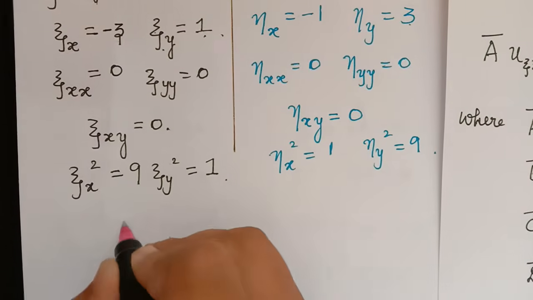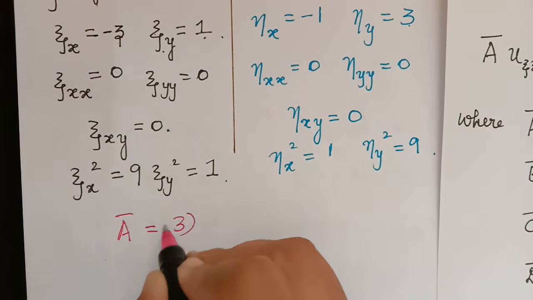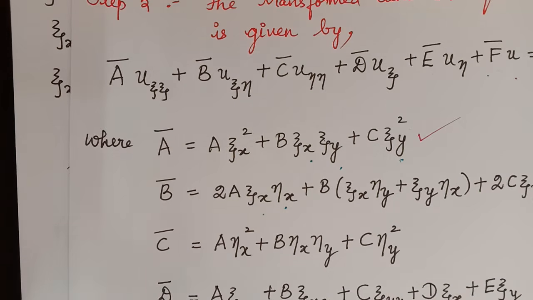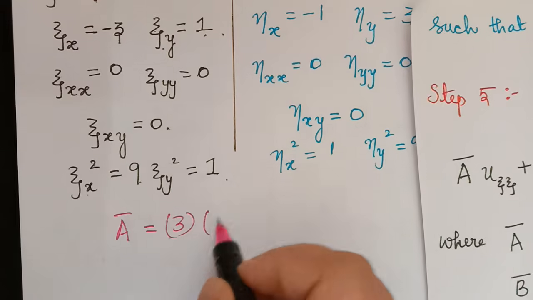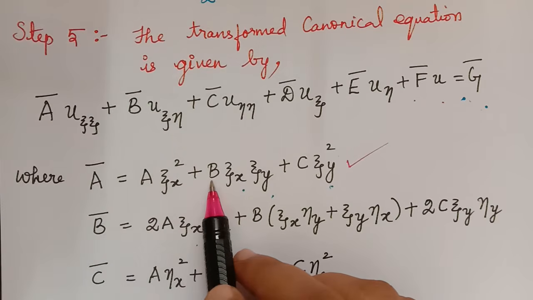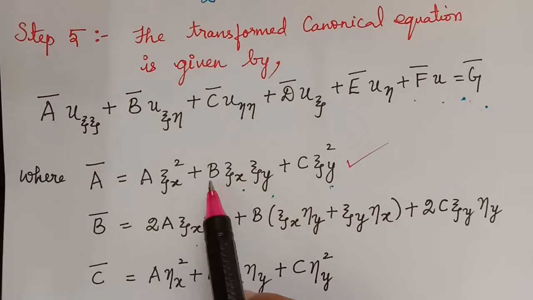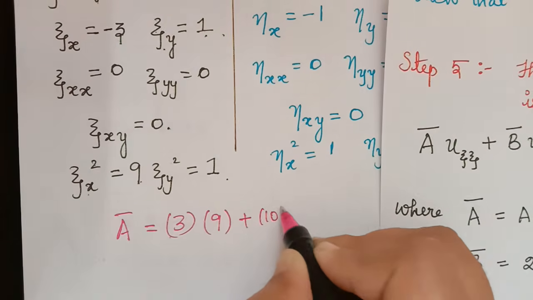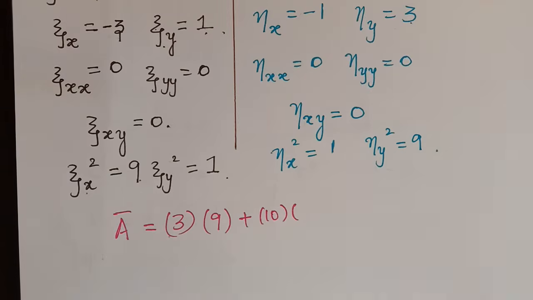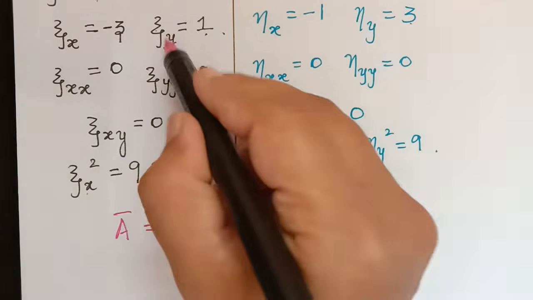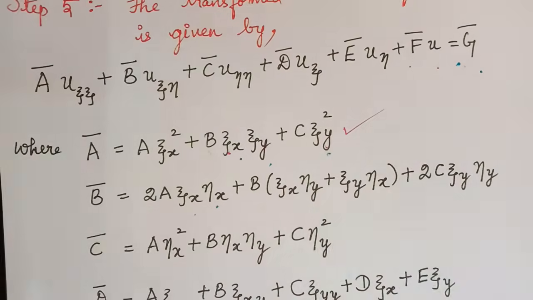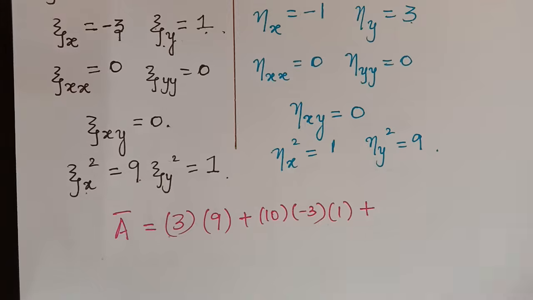So a bar will be equal to, capital A is 3, multiplied with, what do we have here? ξx square. So what is ξx square? Here we have found it is 9. So this multiplied with 9. And then plus we have capital B. So we have already evaluated capital B as 10 from the given PDE. So plus 10 multiplied with ξx and multiplied with ξy. What is ξx? We have found it to be negative 3, and ξy is 1. And then plus the next term is C ξy square. So what is C? Already we have evaluated C to be 3.